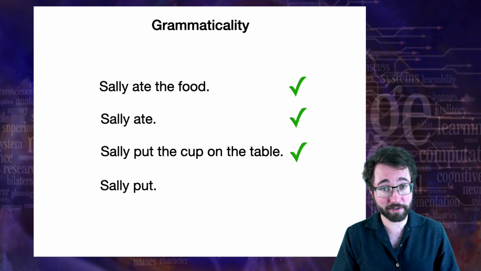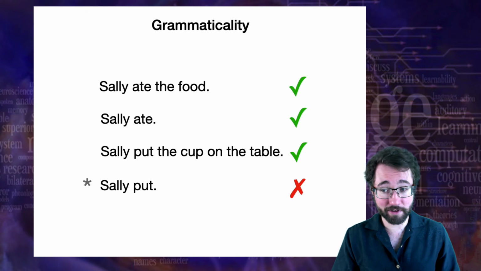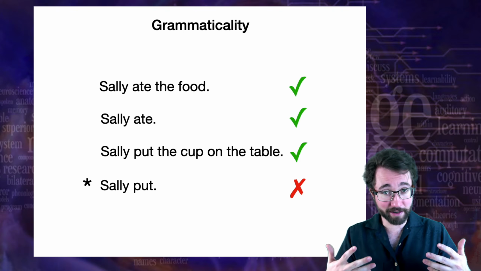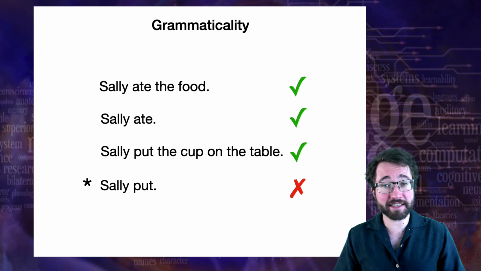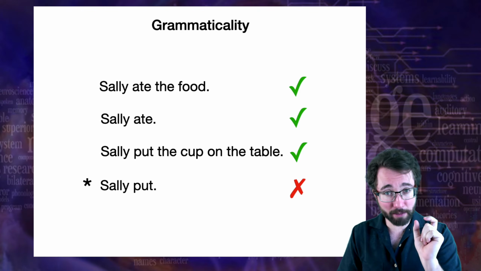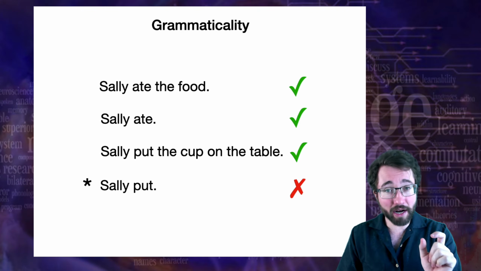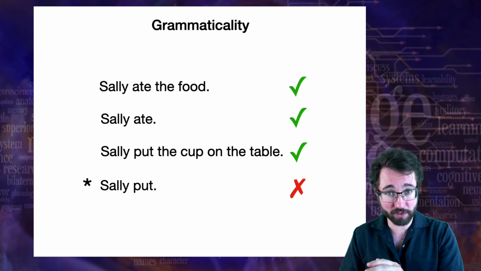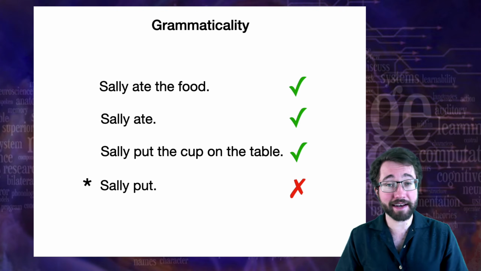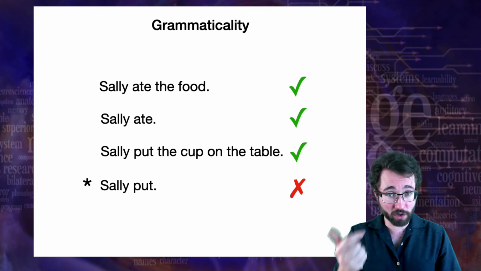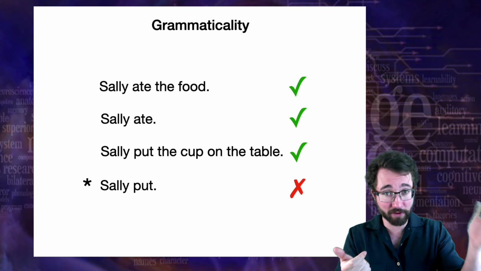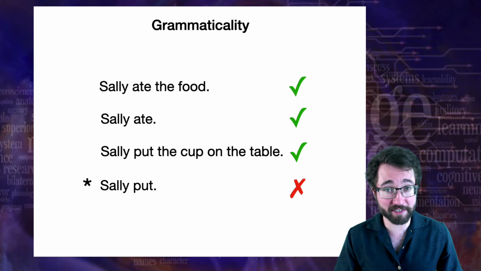Sally put. That's ungrammatical. When you just hear Sally put, you're waiting to hear what she put and where she put it. So what this shows is that the presence of a word like put actually requires the presence of certain following words indicating what was put and where it was put. And that shows that there are what are called co-occurrence constraints, when you have certain words that require the presence of other words in order to form a well-formed sentence.